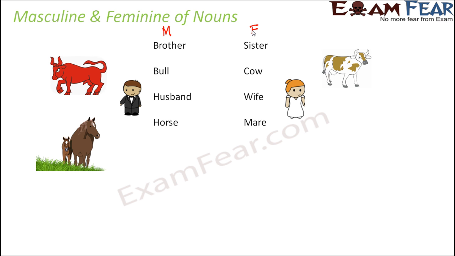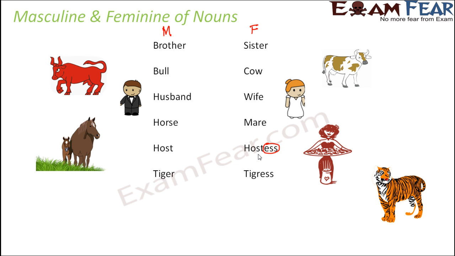So you see there are certain nouns whose masculine and feminine forms are totally different from each other. For example, husband, wife, bull, cow, horse, mare, brother, sister. They are in no way related to each other. They are two different words used for the masculine and feminine forms of the noun. Host, hostess. However, there are some forms where we add a suffix to the masculine form and get the feminine form. For example, when you add ESS as the suffix to the masculine form, you get the feminine form. So these kinds of examples also exist.